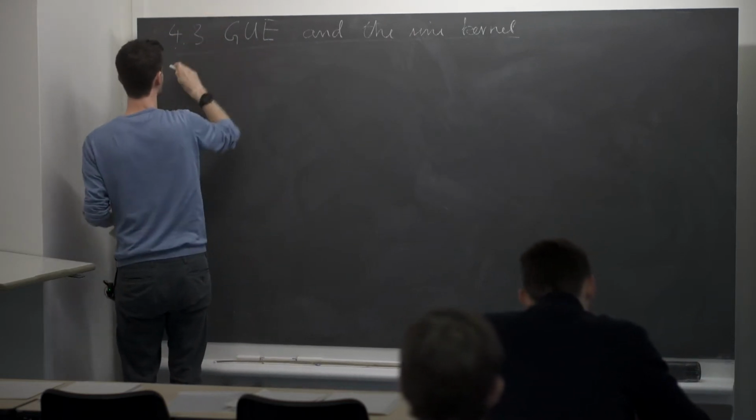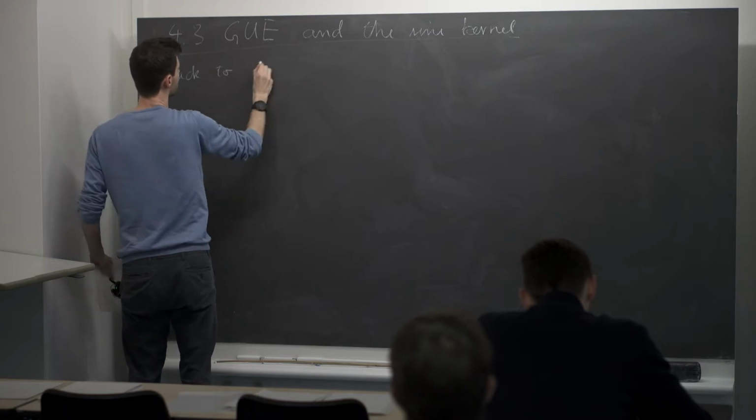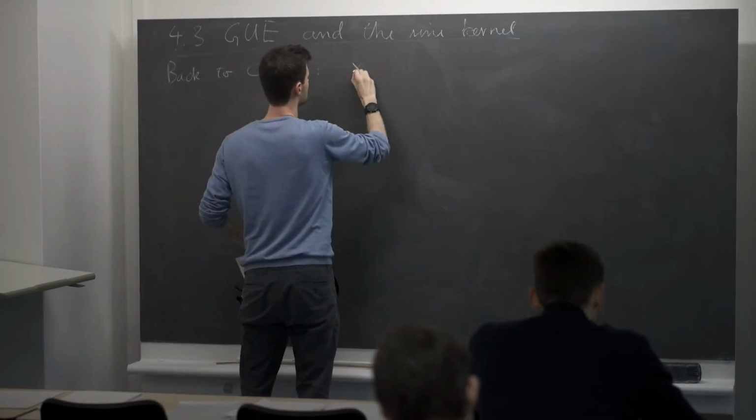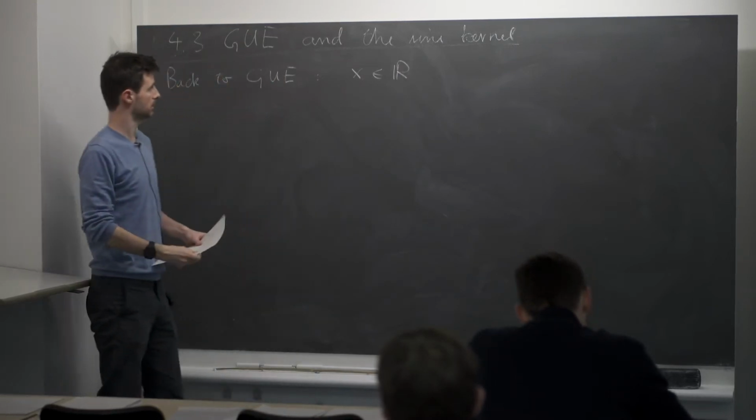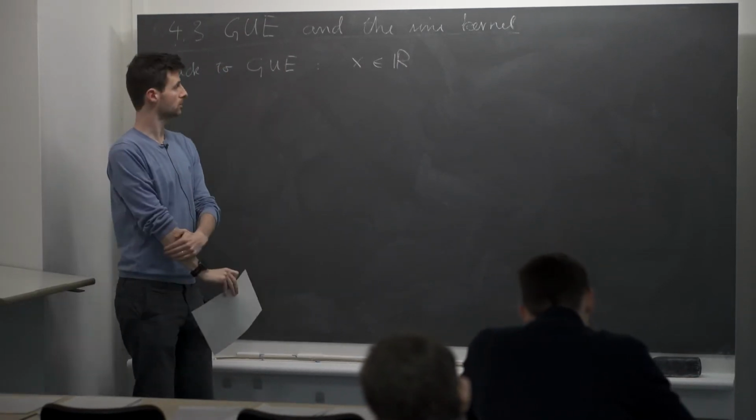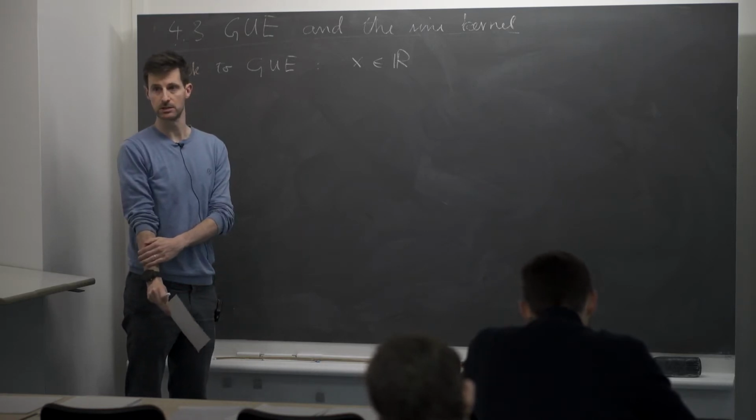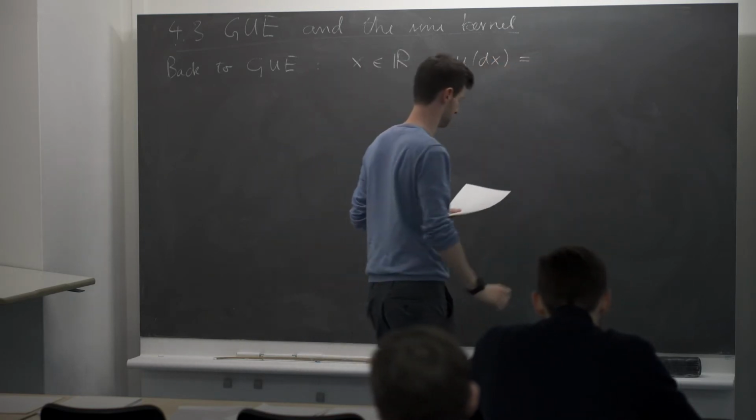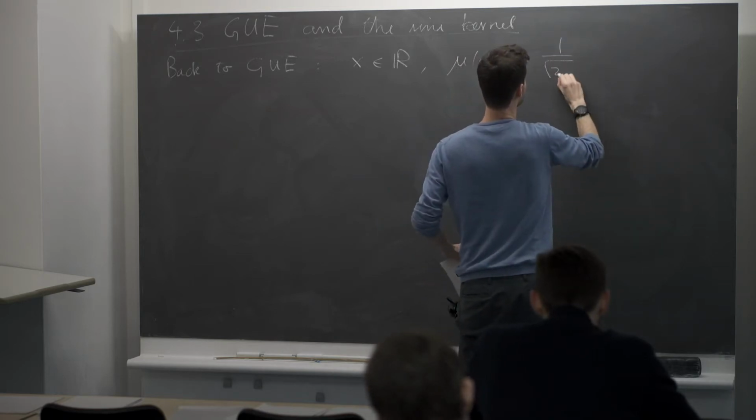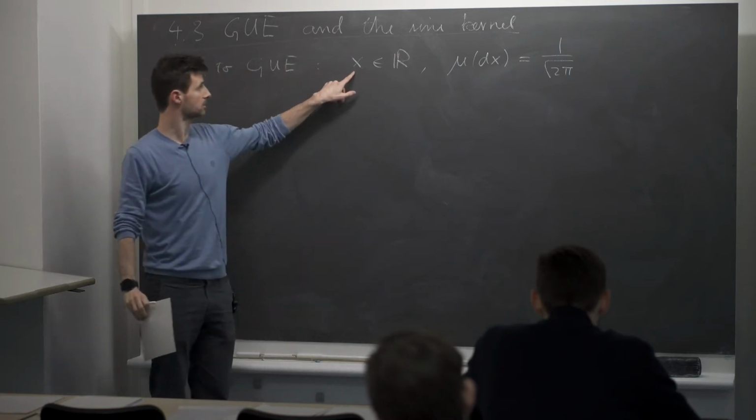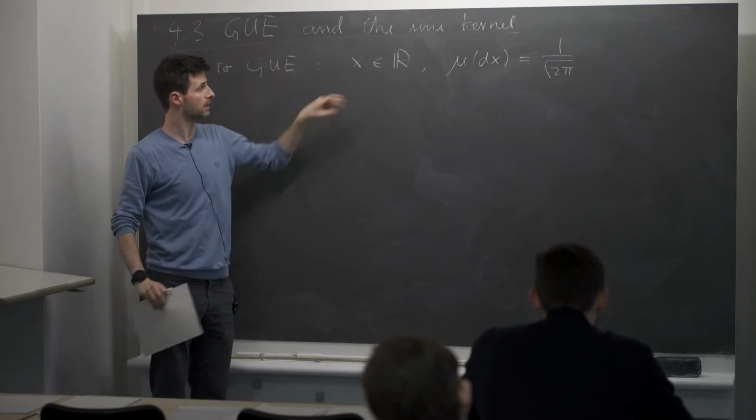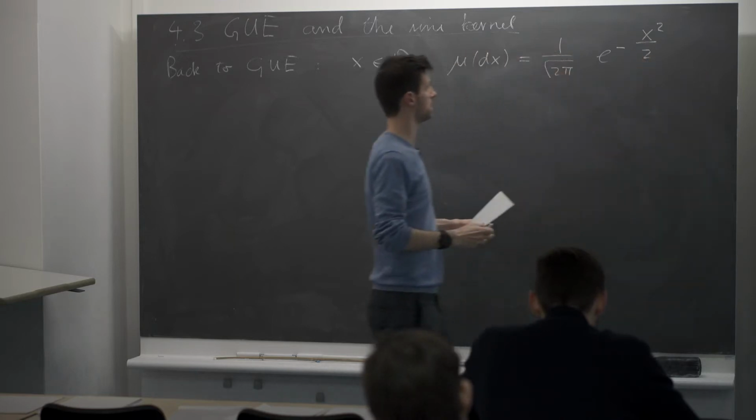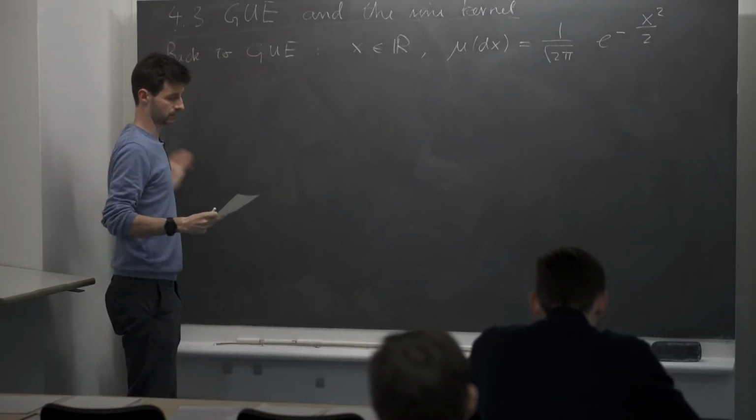So let's go back to GUE, as I said. The density, if you recall the eigenvalue density of GUE, I will not write it again, but it has this Vandermonde squared structure, and the one particle measure is the standard Gaussian. It's a probability measure. You recall we work in these variables x, which were the eigenvalues lambda multiplied by the square root of n, and this ensures that there's no n in this measure mu. So this is our standard Gaussian measure.